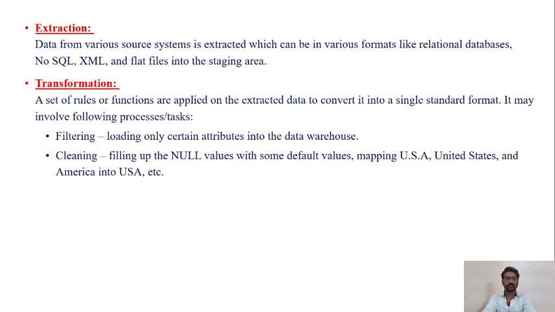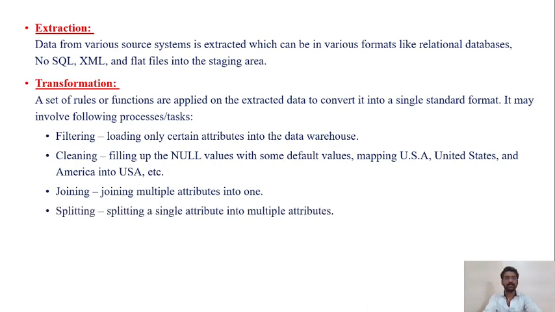The second one is cleaning. Cleaning means filling up the empty values or empty spaces with default values. Then mapping: USA, United States, and America are all converted into USA, so it fills in common data. The third one is join. It joins multiple attributes into one category, as we saw here. USA, United States, and America are all the same, so they are joined together as USA.